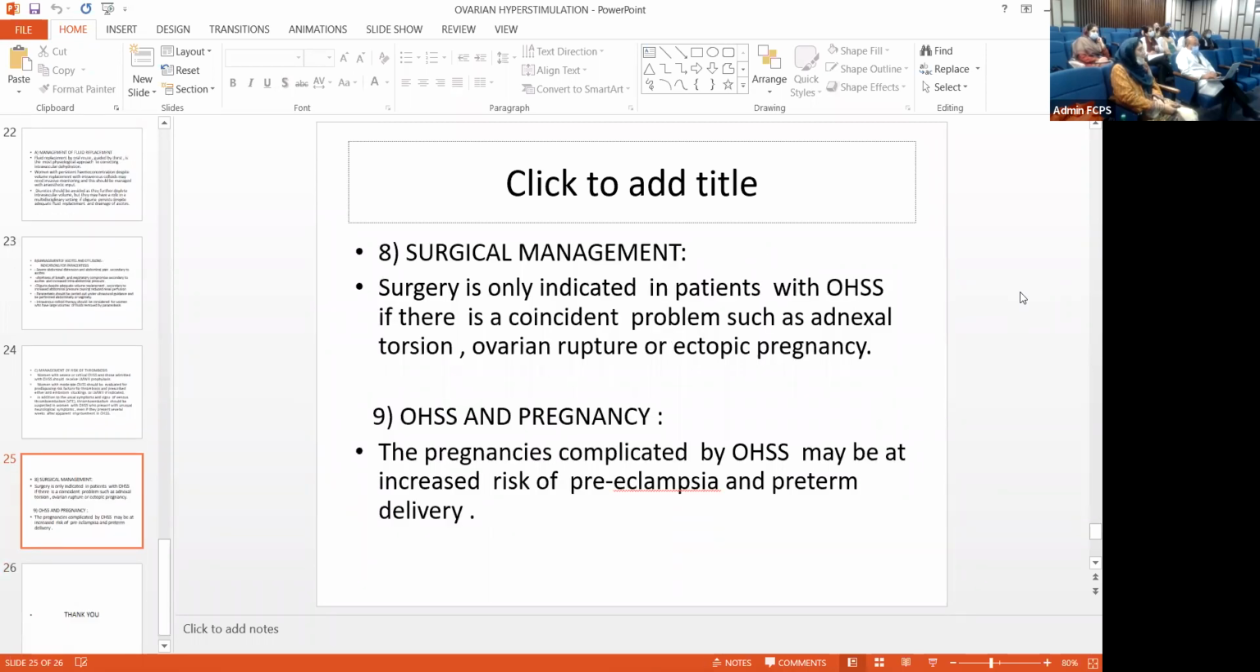Surgical management. Surgery is only indicated in the patient with OHSS if there is a coincident problem such as ovarian torsion, ovarian cyst rupture, or ectopic pregnancy. OHSS and pregnancy: pregnancies which are complicated by OHSS may be at an increased risk of preeclampsia and preterm birth.